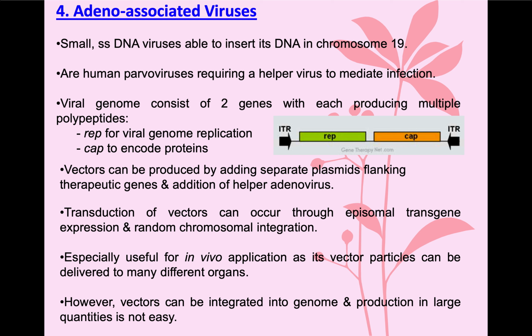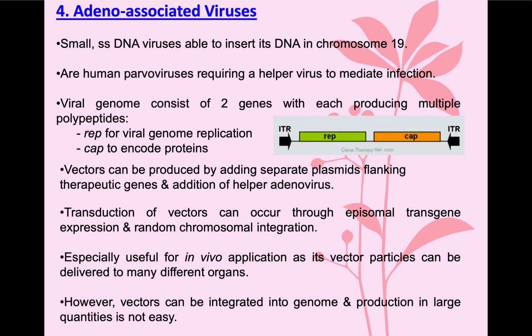So as compared to the adenovirus, adeno-associated viruses, or AAV, basically has a small single-stranded DNA as its genome. Its specialty is to insert its DNA in chromosome 19 in humans. Why chromosome 19? Google it up about it. I'm not just going to give you everything.